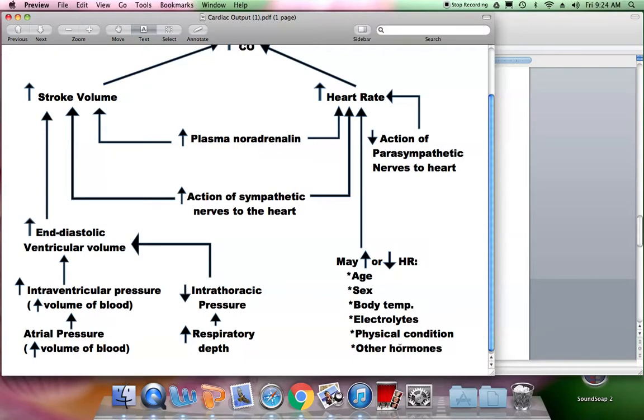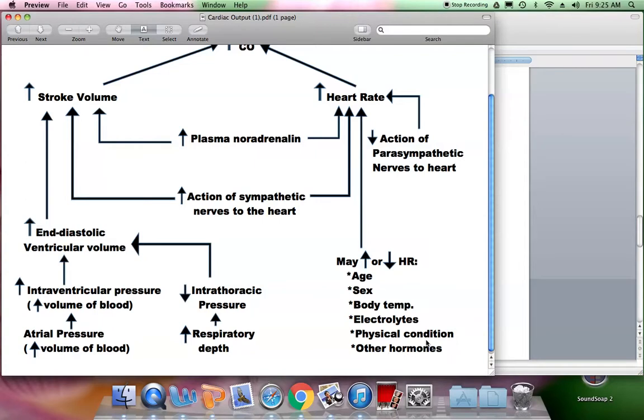Physical condition. If you're in really good physical condition, that will decrease your heart rate, because an exercise athletic heart actually has a much slower resting heart rate. It can pump more effectively, so it doesn't have to pump as many times per minute to deliver a certain cardiac output, because the stroke volume will be bigger. If you're in poor physical condition, typically heart rate will be faster. It needs to go faster in order to deliver a given volume of blood, because you may not have as good of a stroke volume.